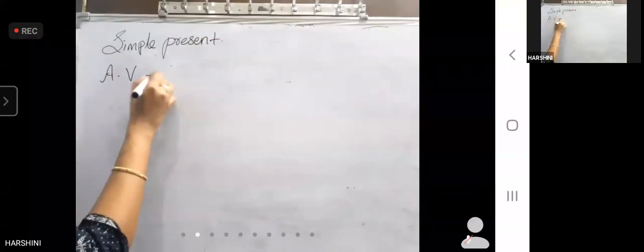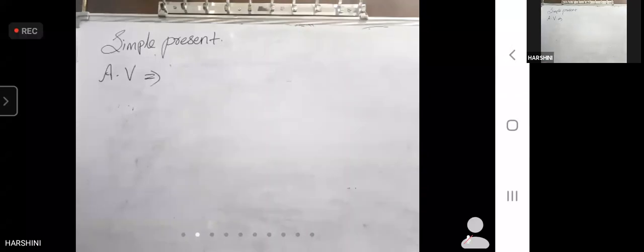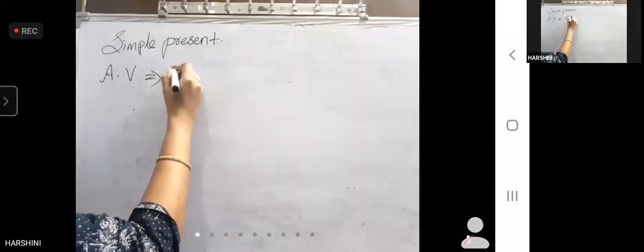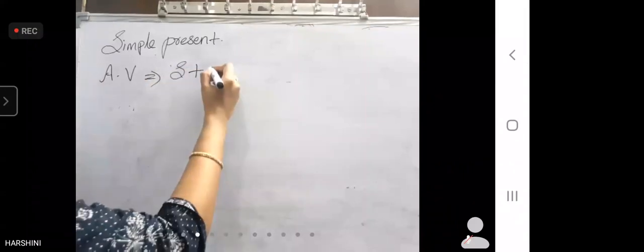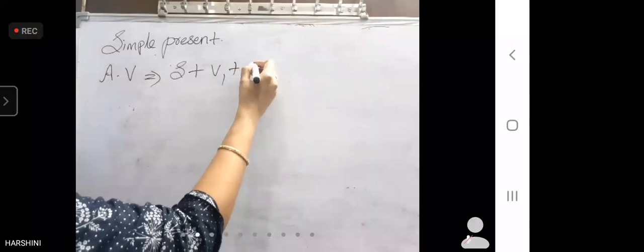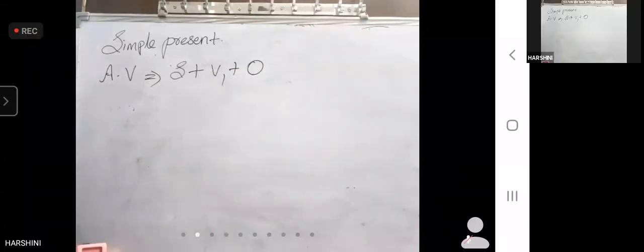And first one, write down AV. What is the structure of an active voice of simple present? Come on, tell me, friends. Subject plus verb plus object. Which verb? V1. Simple present. V1, ma'am. Let us write that. Yes, very good. Subject, V1, object.